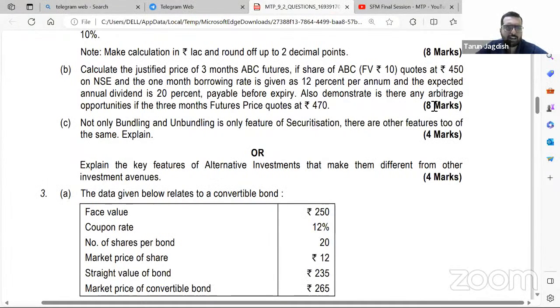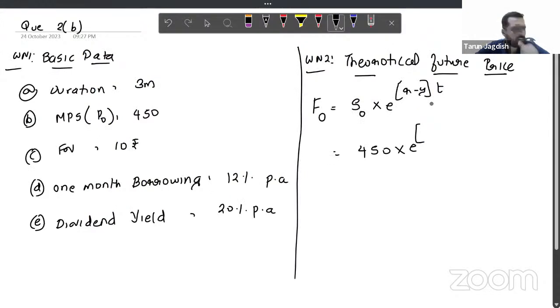Has the dividend percentage been given? It can be taken as dividend rate also. It can be taken as dividend yield also. Are you getting my point? That is where the confusion is. They can do it both ways because the question is actually silent. So first we will do it assuming it is dividend yield. Then I will show you doing it assuming it is dividend rate. Are you clear with that part?